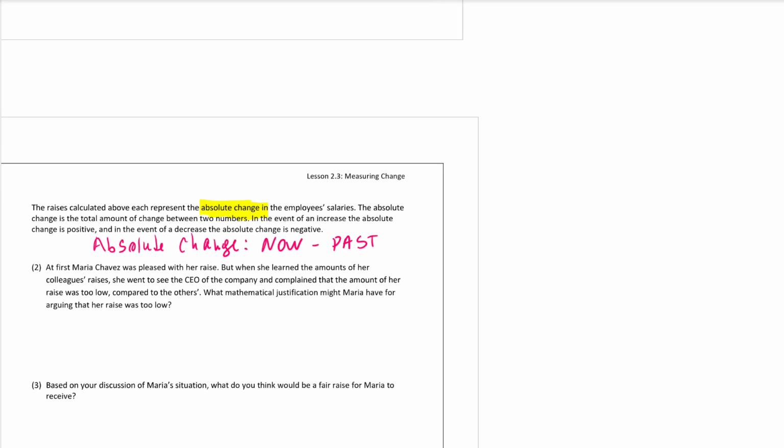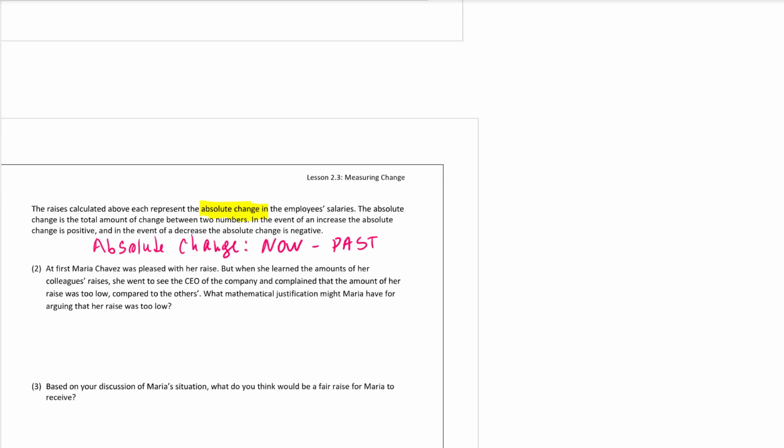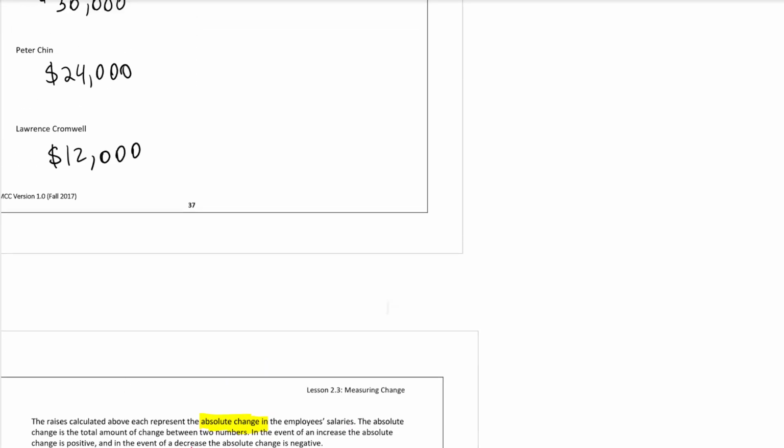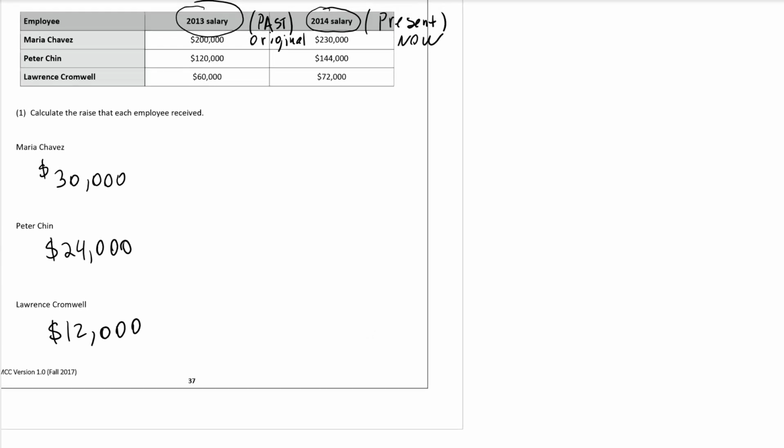At first, Maria was pleased with her raise, but when she learned the amounts of her colleagues' raises, she went to see the CEO of the company and complained that the amount of her raise was too low compared to others. What mathematical justification might Maria have for arguing that her raise was too low? So how come Maria, who got the highest absolute change, is unhappy and saying that it was not fair? So can you think of a reason?